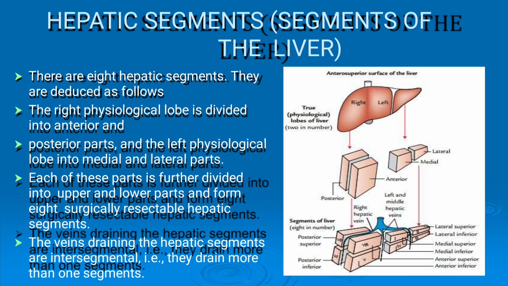Now we want to look at the hepatic segments of the liver. This is very important for the surgical aspect. There are eight hepatic segments. They are deduced as follows. The right physiological lobe is divided into anterior and posterior parts, and the left physiological lobe into medial and lateral parts. This is very, very important.